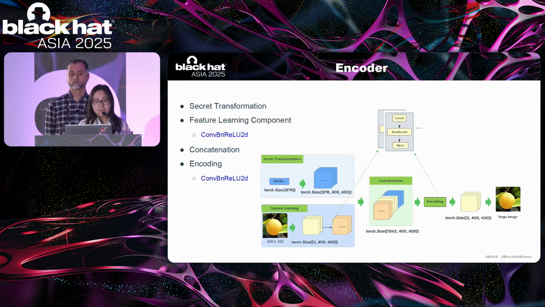In this case, the encoding and the feature learning parts are actually a set of containers. Each container consists of multiple layers. They have a convolution layer and a batch norm layer, and utilize the ReLU activation function. Now we get the stego image through the encoding.